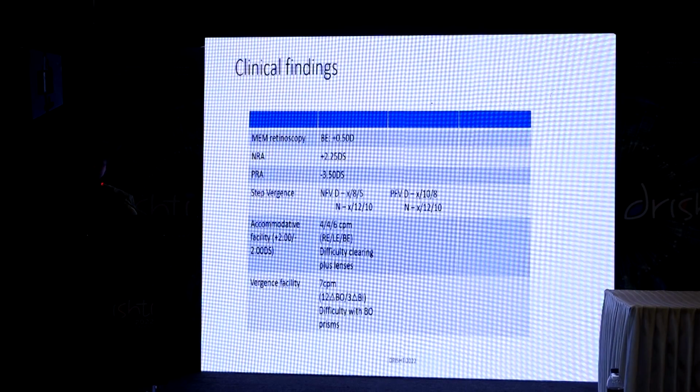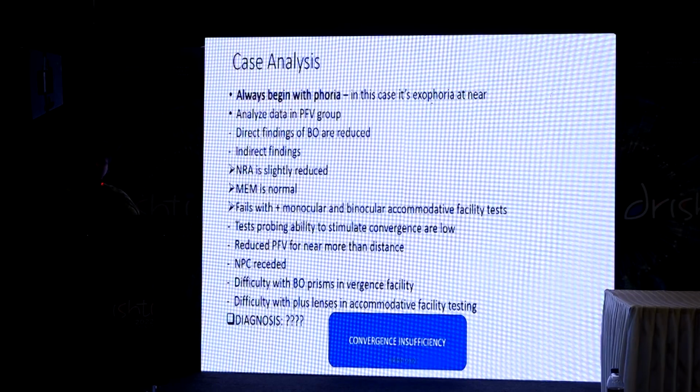Accommodative facility using a plus or minus 2 diopter flipper shows 4 cycles per minute for the right and left eye and 6 cycles per minute for both eyes. Vergence facility was 7 cycles per minute. So next comes analysis. So always begin with the phoria. In this case it was exophoria, right? So you need to analyze the data in the positive fusional vergence group.